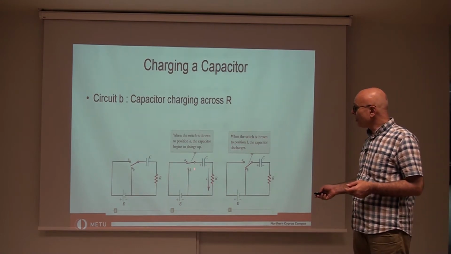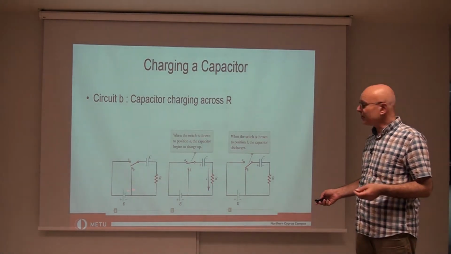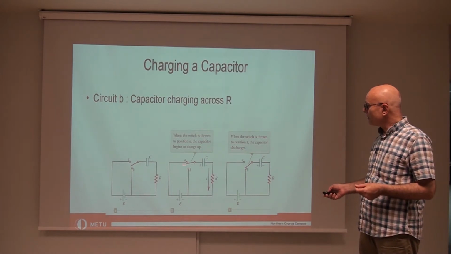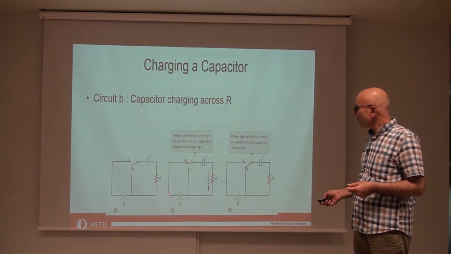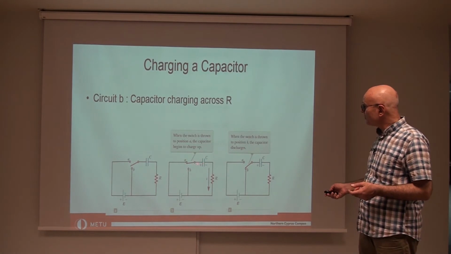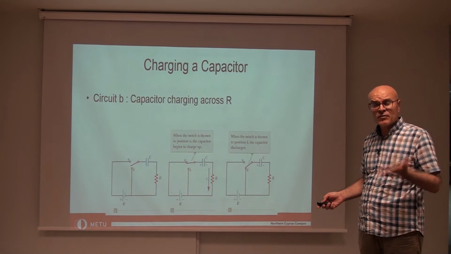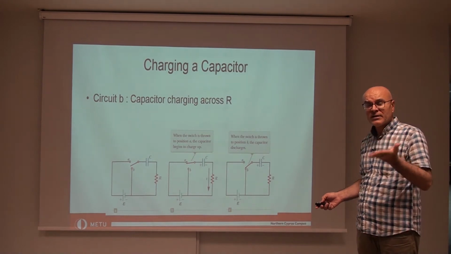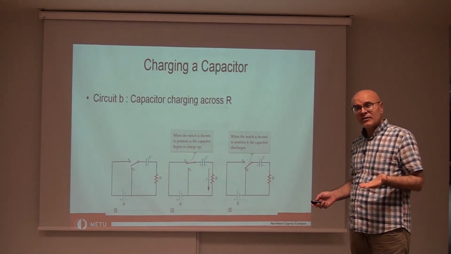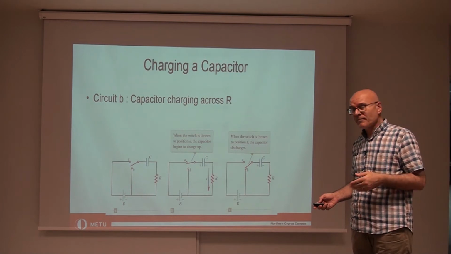Once this closed circuit is established, an electric field is established in the circuit, and current starts to flow in the circuit, and as the current flows in the circuit, charge starts to get deposited on the plates of a capacitor. So the capacitor starts to get charged. This is called the charging circuit of a capacitor.